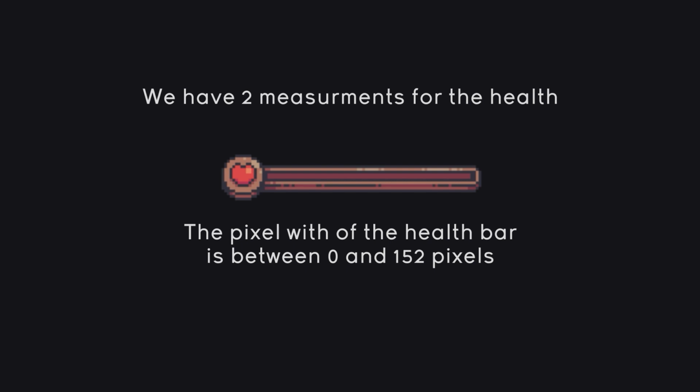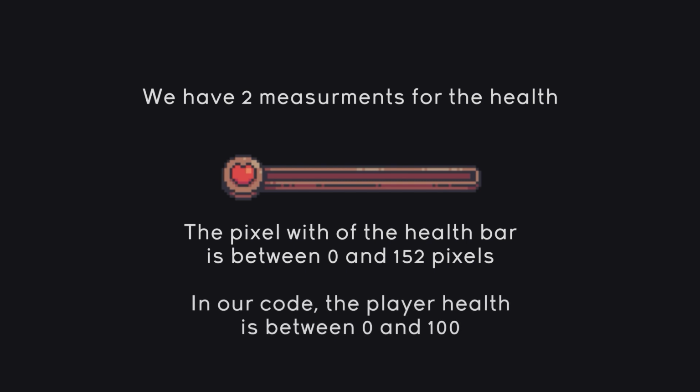So we have a specific pixel measurement. However, in our code logic for the actual player health, we have a number between 0 and 100. So we have to figure out how 100 health will get to 152 pixels. Or if we had 50% health, our health bar would be 76 pixels wide. So this is what we have to figure out.